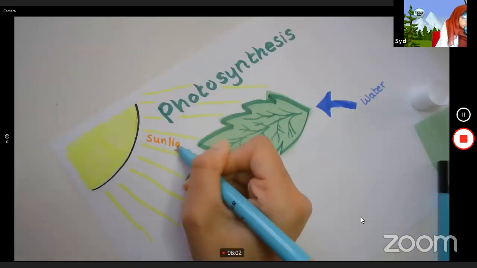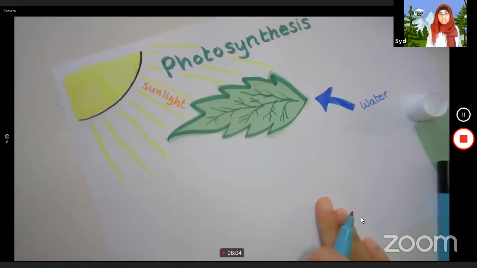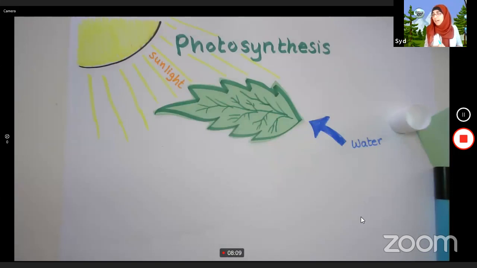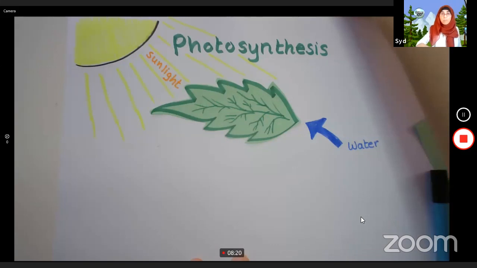Okay, so that is one of the ingredients that you need for photosynthesis. So you need water, you need sunlight. Okay, let's have a look at what else we're going to need. We're going to need, what do we breathe out? So we give off a gas which we are releasing out. So a gas that we're releasing out is carbon dioxide.